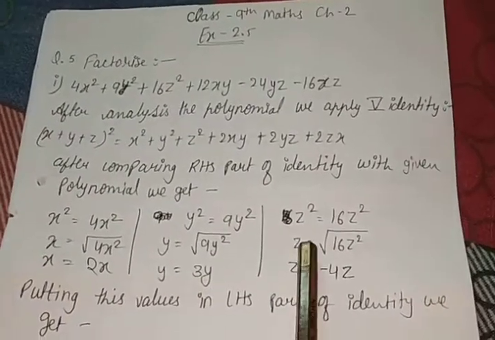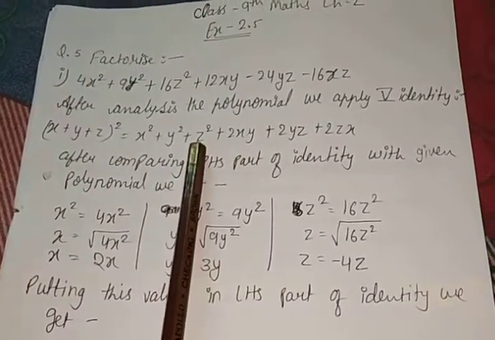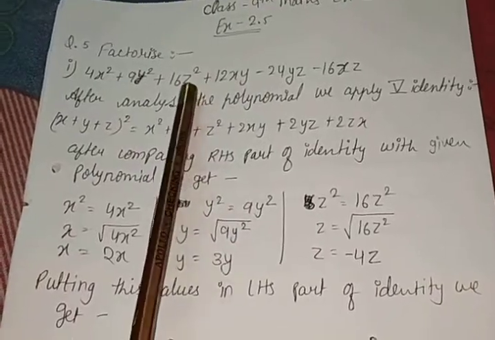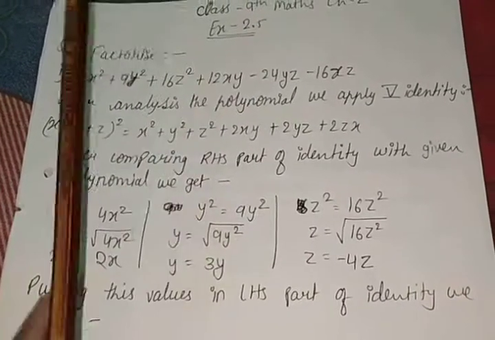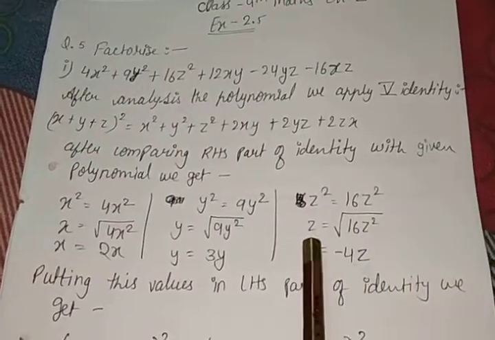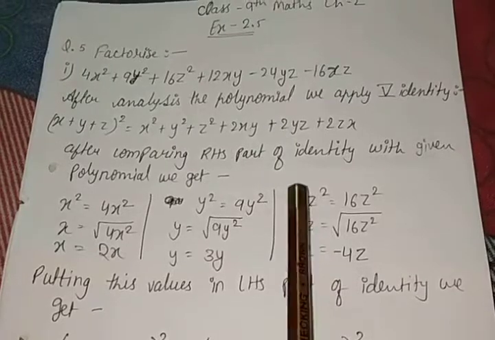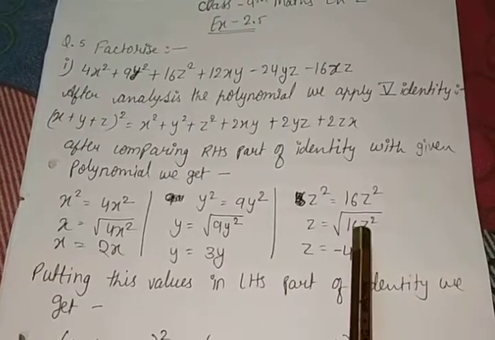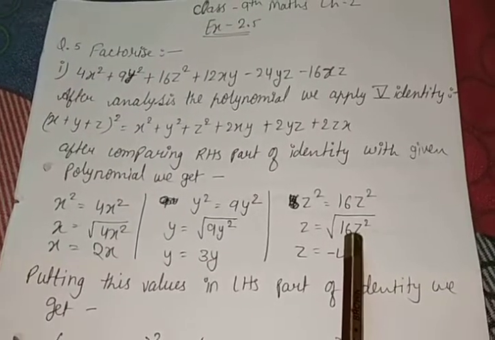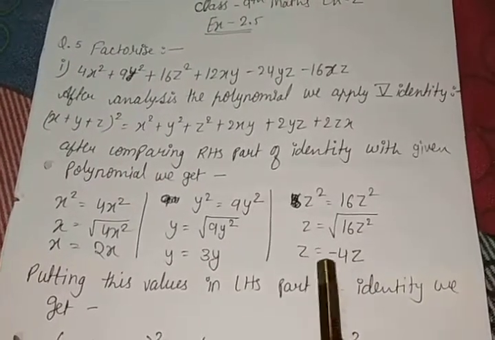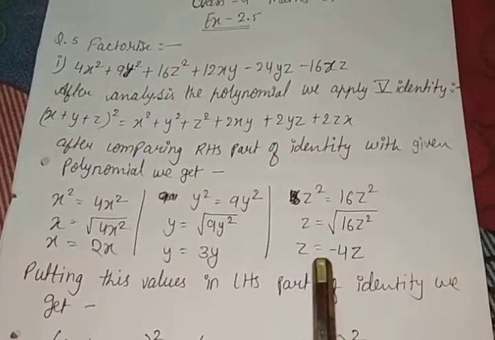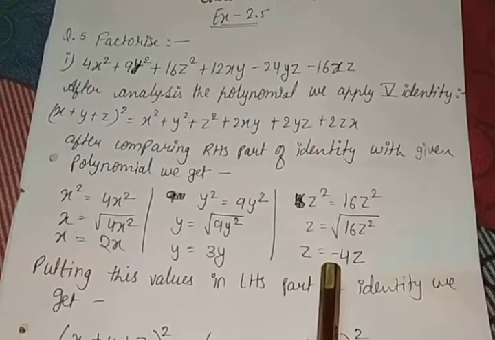Moving to the next term, the third variable of the identity is z and the third term of the given polynomial is 16z square. On comparing, z square is equal to 16z square. We just repeat the transposing method and the square converts into the root form on the other side and we get the square root answer, which is z is equal to minus 4z. So here the term of z is in negative form.